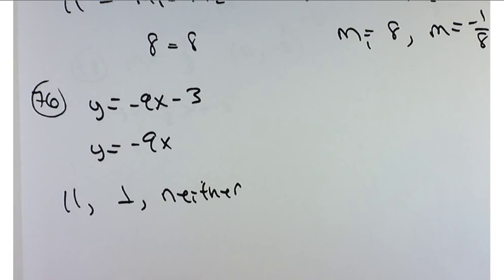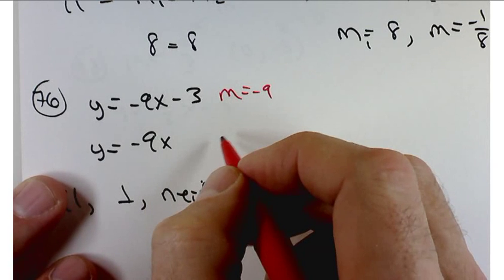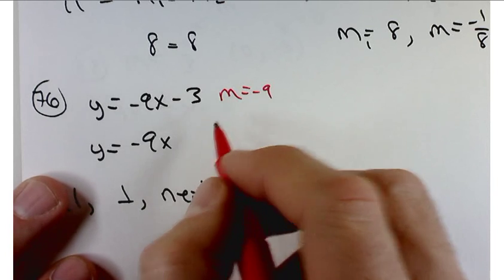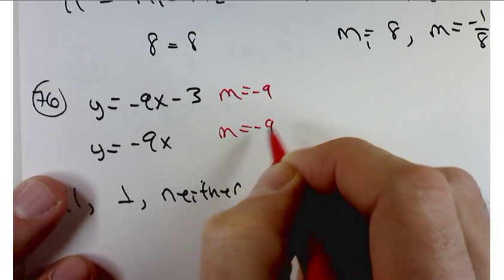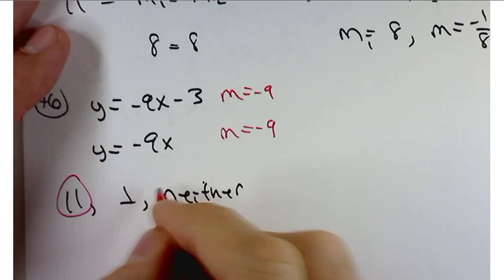All right. What's the slope of the first line? Good. How about the slope of the second line? Negative 9. Good. So are these lines parallel, perpendicular, or neither? Parallel. Good. Yeah, absolutely. So parallel, scratch off those.